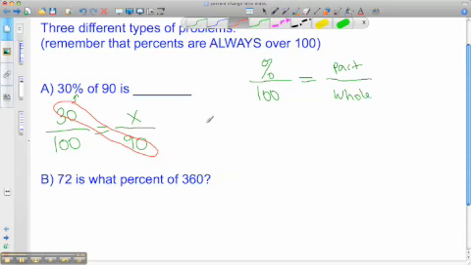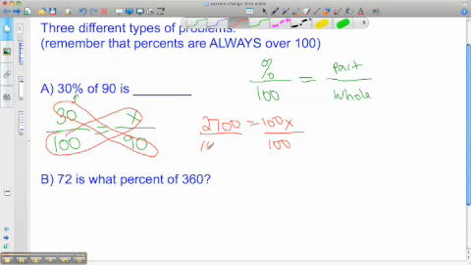So 30 times 90, 2700 equals 100x. And then divide by 100, divide by 100. 27 equals x. So 30% of 90 is 27.